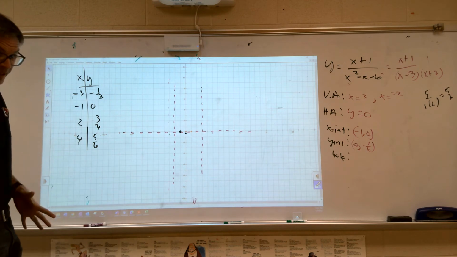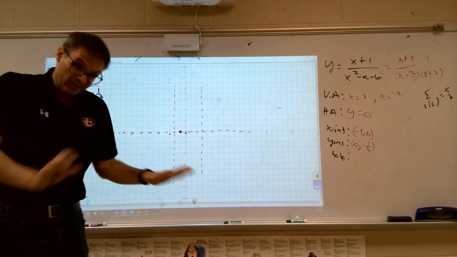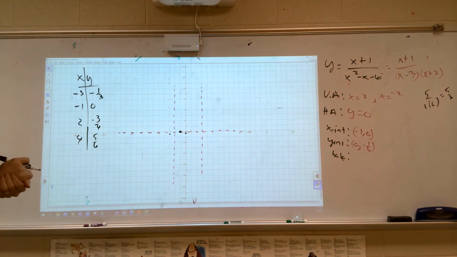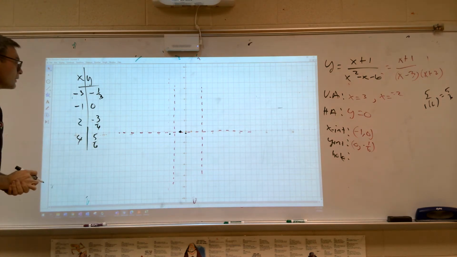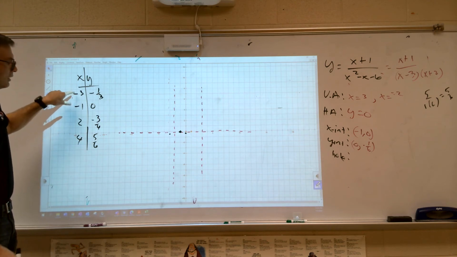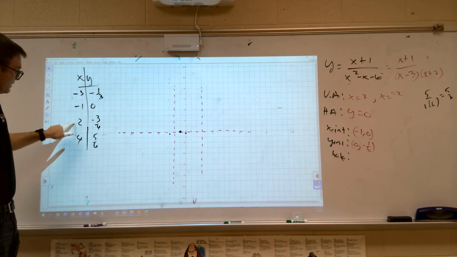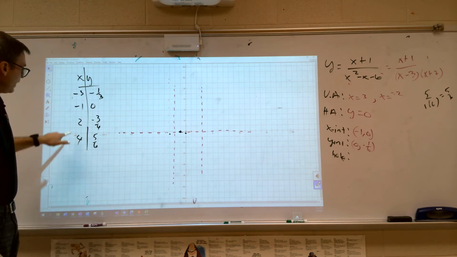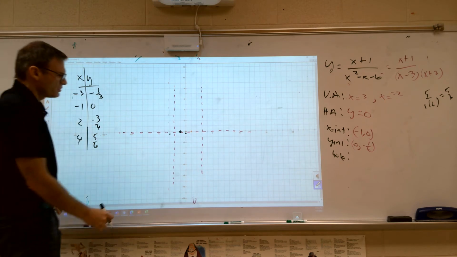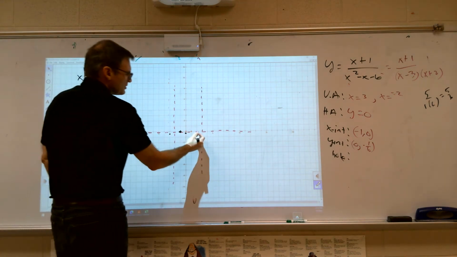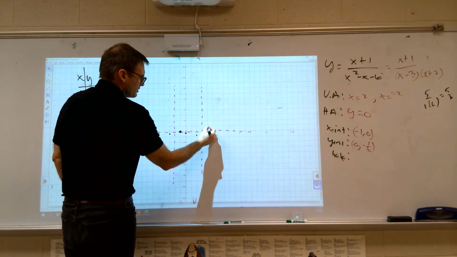And unfortunately, this is tedious. I know it's tedious, but you have to do it. Otherwise, you're not going to come up with a nice picture, or you're not going to be able to generate a picture. All right, so I've already handled the negative 3, negative 1/3, the negative 1, 0. I need to handle these two things. So at 2, I'm at negative 3/4. So it's like here. And at 4, I'm at 5/6. So 5/6 is a little less than 1.